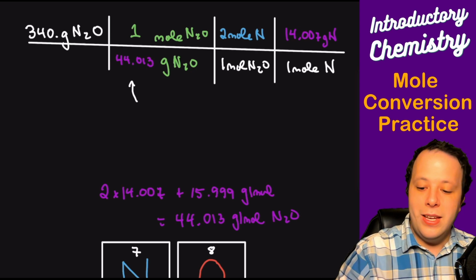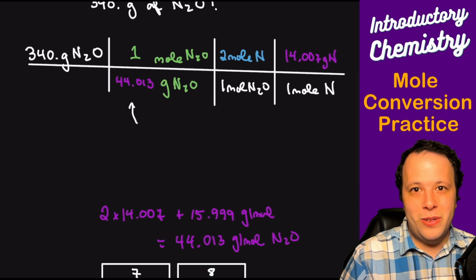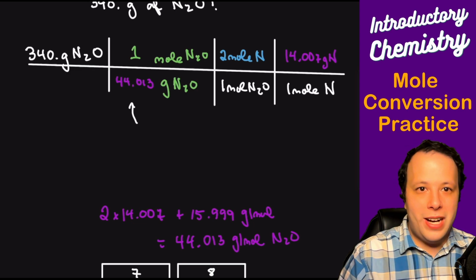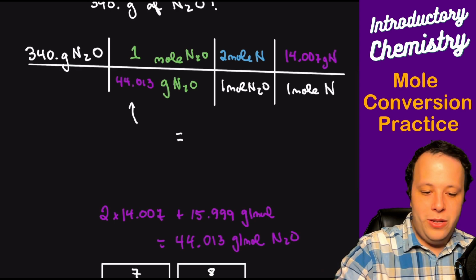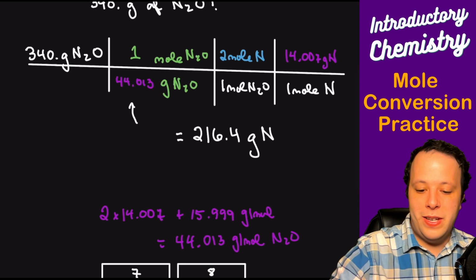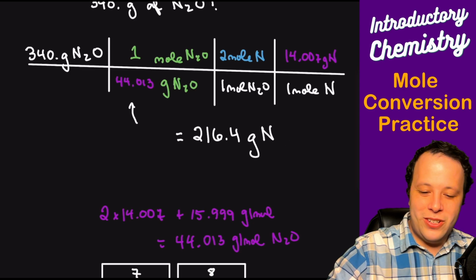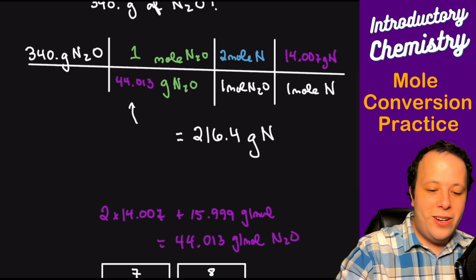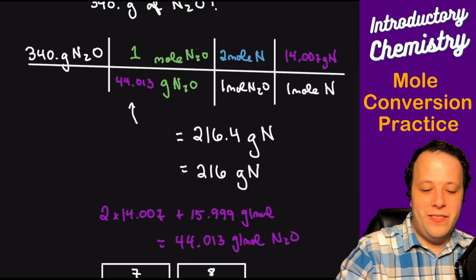44.013, and then we're going to proceed and do our calculation here, where we take 340 times 2 times 14.007, and then divide that by 44.013. And what you will get for your number is 216.4 grams of N for nitrogen. And then we're going to be rounding that to 3 sig figs for 216 grams of nitrogen.